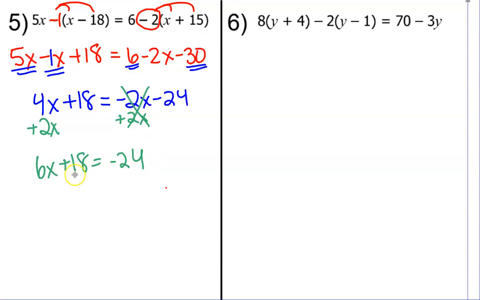Now I'm going to move my constant 18 over. Right now it's positive, so to move it, I have to subtract it. It's gone. We have 6x equals negative 24 minus 18, which gives me negative 42.